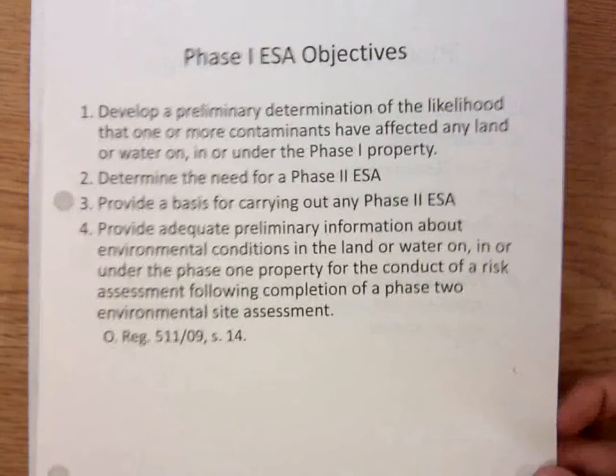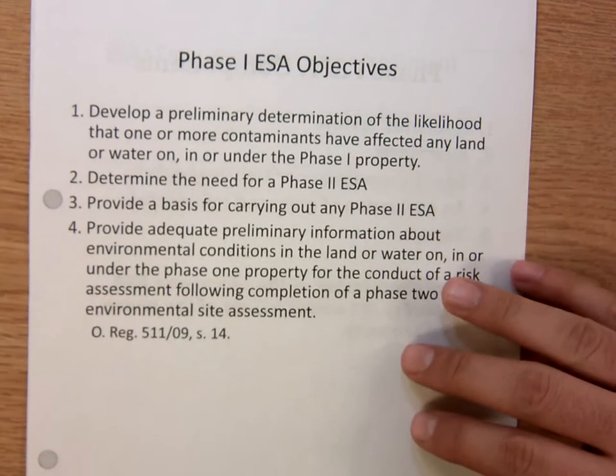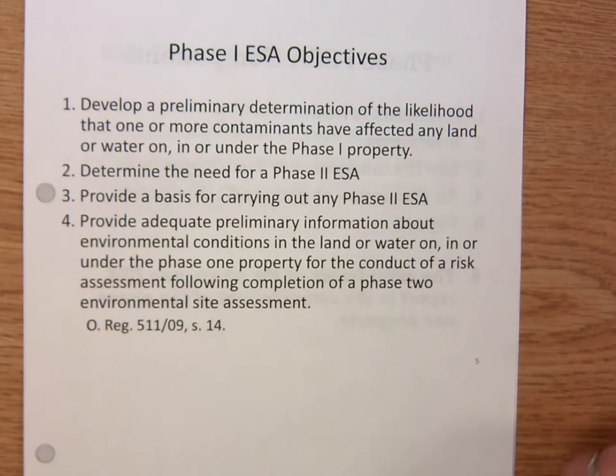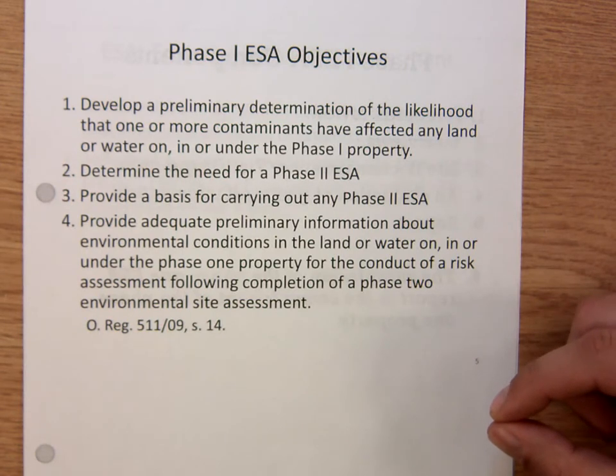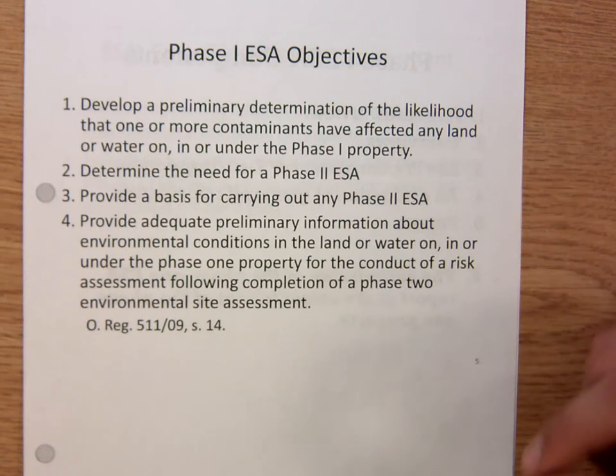Let's see what are the main objectives of each of these steps. We'll start with the phase 1 environmental site assessment. There are certain objectives in phase 1 environmental site assessments. The first important objective in phase 1 environmental site assessment is to determine the likelihood of any contamination, any soil or groundwater contamination in the property.